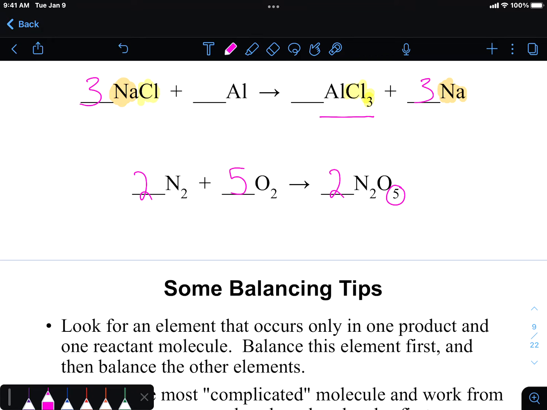I'm guessing probably half of you did balancing equations in 8th grade? Maybe? Yeah, okay. So, I mean, granted, they can get more complicated, but we won't get there for a while.